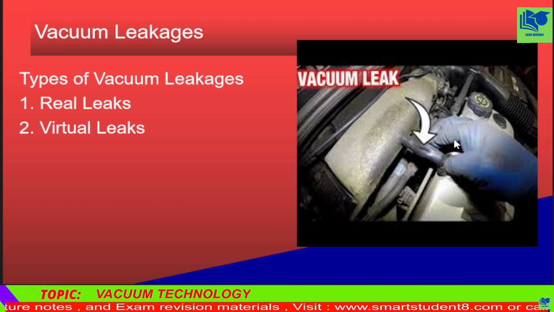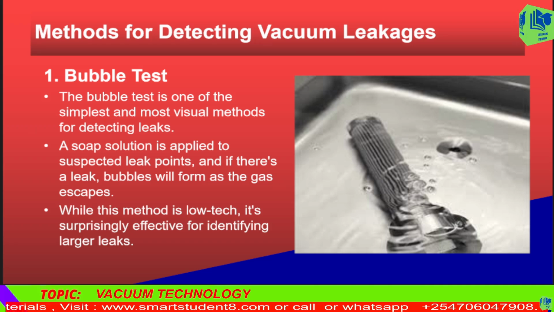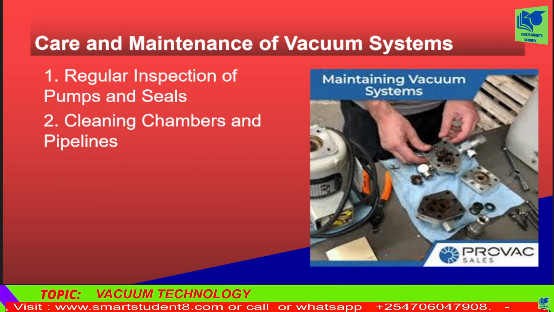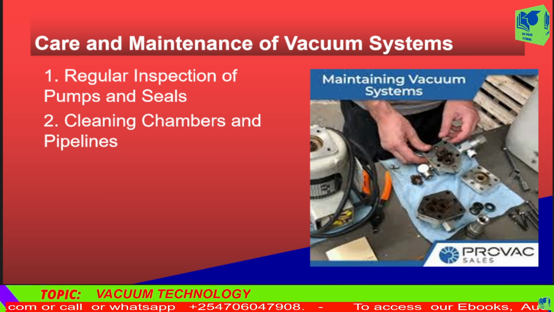A simple test involves spraying a leak-detecting solution or using a helium leak detector to identify areas where air may be entering the system. 2. Cleaning chambers and pipelines. Keeping the vacuum chamber and pipelines clean is vital for maintaining system performance and ensuring the quality of any processes that rely on the vacuum system, such as chemical reactions or material handling.